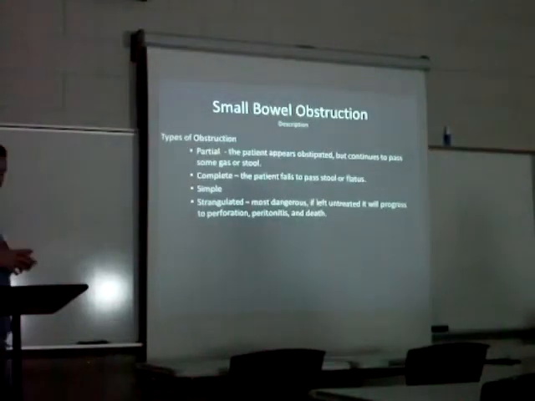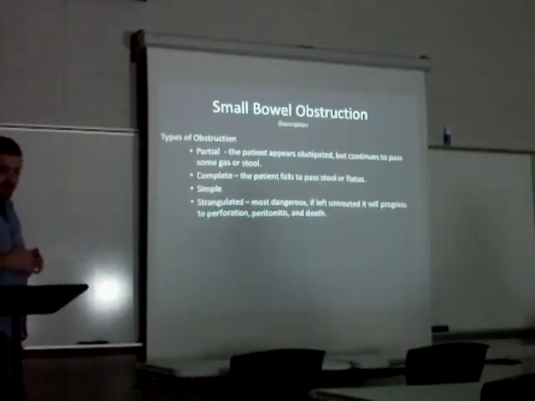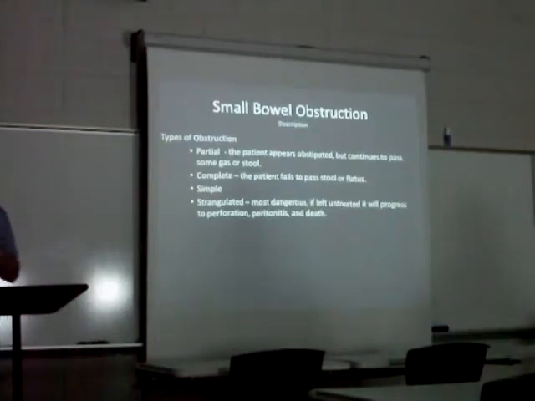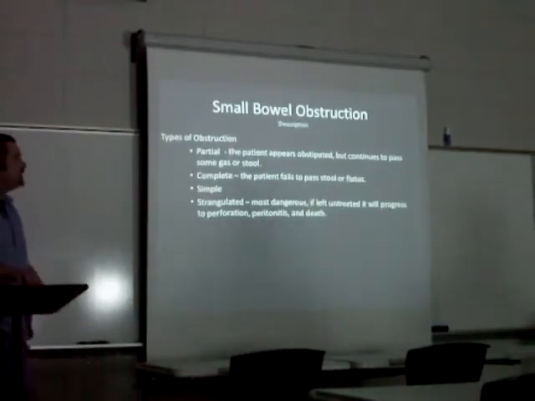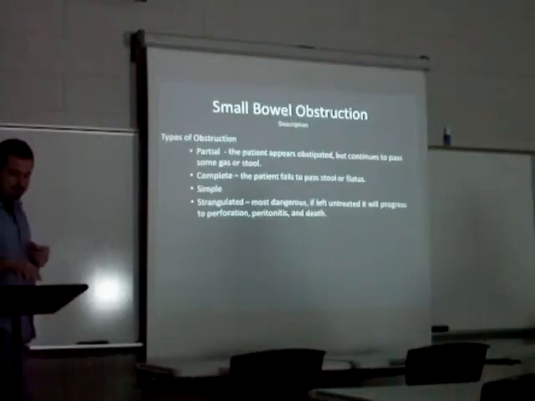And so there are several different types of obstruction. You can see partial, complete, simple, and strangulated. A partial obstruction is that the patient appears to be obstipated but continues to pass some gas or stool, meaning that they have the symptoms of being a full-fledged obstruction, but nothing is actually going on as much as a complete obstruction. Complete obstruction is the exact opposite, meaning that the patient fails to pass air or stool through.